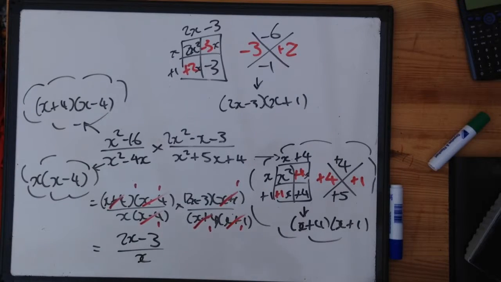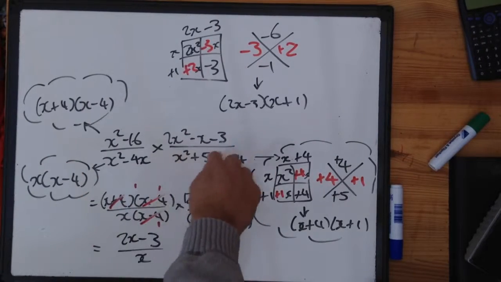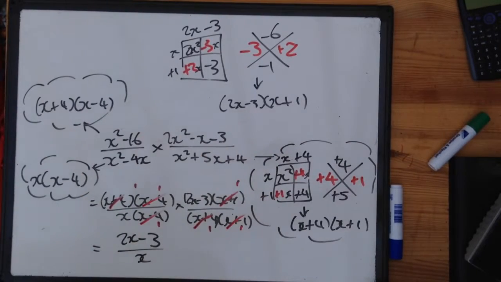It's worth noting that if this question had a divide there rather than a times, the same process, factorise everything, but invert the second fraction and change the divide for a multiply.